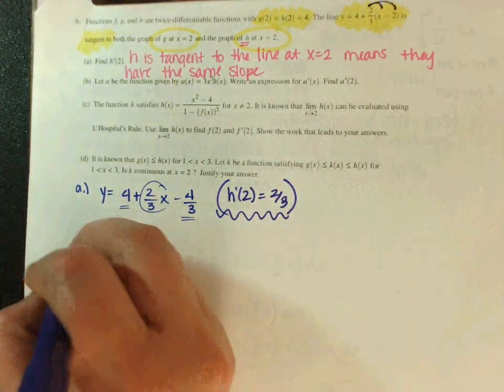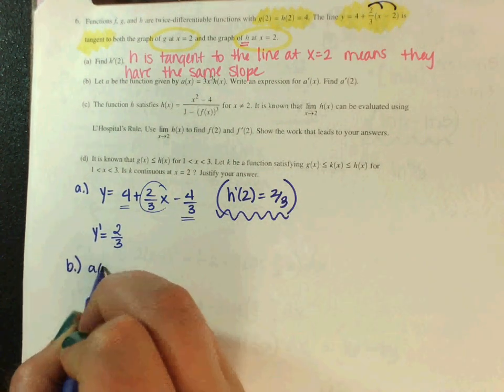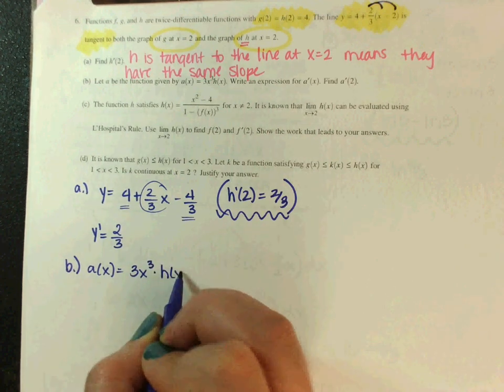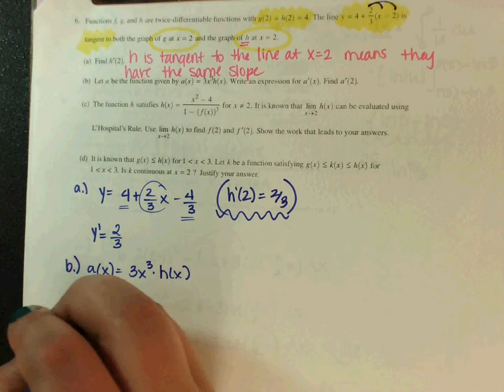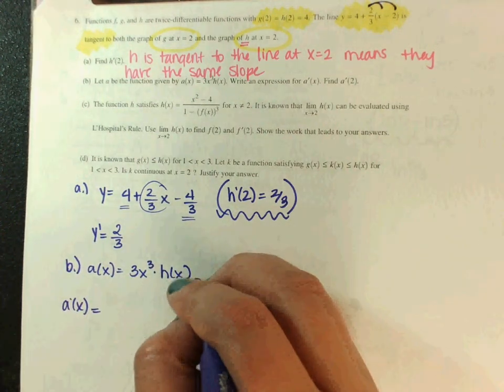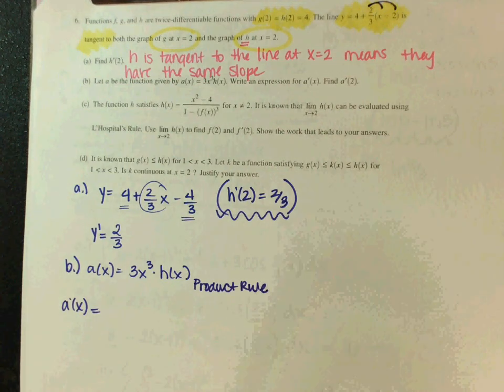Part B. Part B says let a be the function a of x equals 3x cubed times h of x. Then it says write an expression for a prime, then find a prime at 2. So if I want a prime of x, the first thing that you should notice is that I'm going to have to do product rule. Okay, I have 3x cubed multiplied by h of x, that is a product.